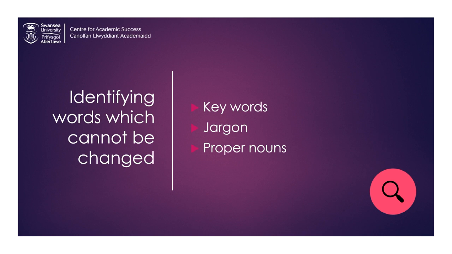First, you should go through the text to identify which words can't be changed. These could be subject-specific words or keywords which are central to your topic. This can also include jargon, which are special words used within a profession or field. Additionally, you can't change proper nouns, for example, names of people, places, events, or dates.